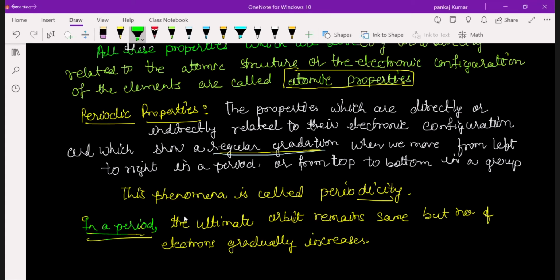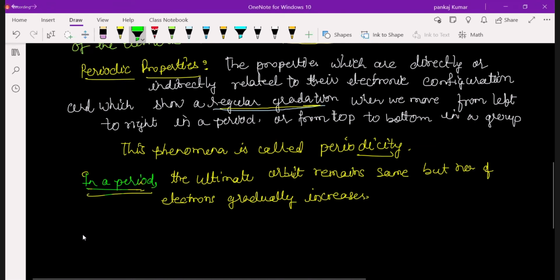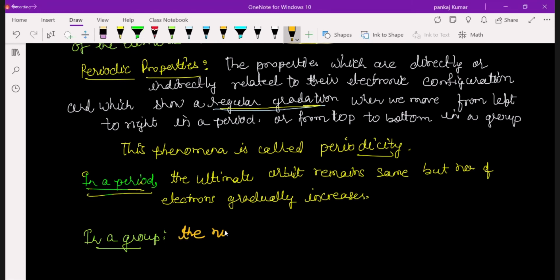And next is in a group. And in a group, what will happen? In a group, it will be opposite. So here will be the number of electrons in the ultimate orbit, right? Ultimate means the last orbit. Yes, sir. Ultimate means the last orbit.